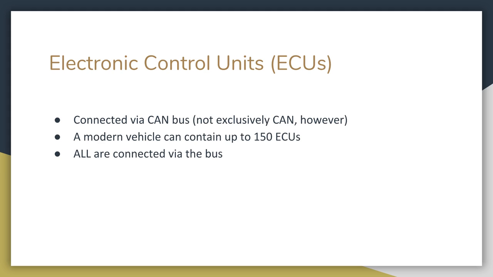So the CAN connects electronic control units. These ECUs are essentially the brains of the car. They are connected to various sensors and actuators that control mechanical processes. They interact with each other, accepting requests from other ECUs, requesting other ECUs to take action, etc.